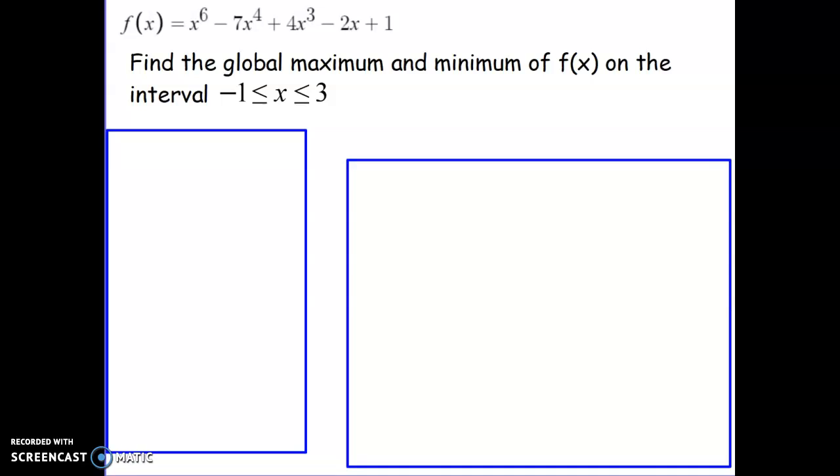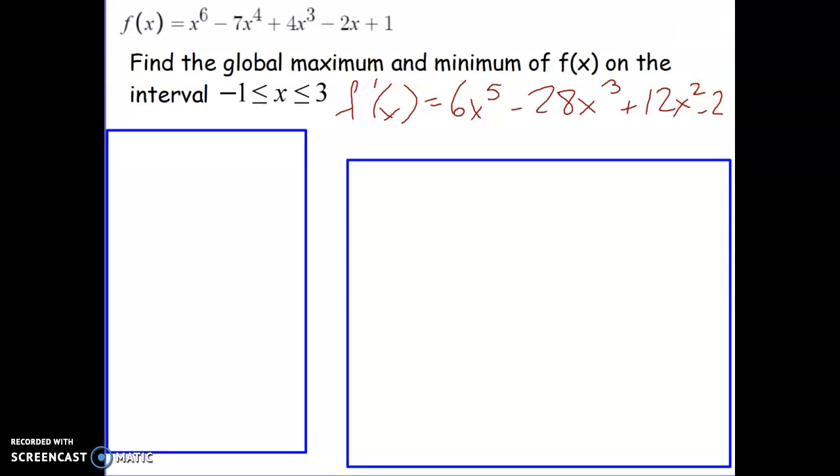Well, I know that maximums and minimums occur at critical numbers, so I'm going to take the derivative of this. It's going to be kind of hard to fit this in here. I'll try to write small. I'm going to move the 6 down in front, subtract 1 from the exponent. 7 times 4, subtract 1 from the exponent. 4 times 3, subtract 1 from the exponent. And then 1 times 2. So I end up with that as my derivative.